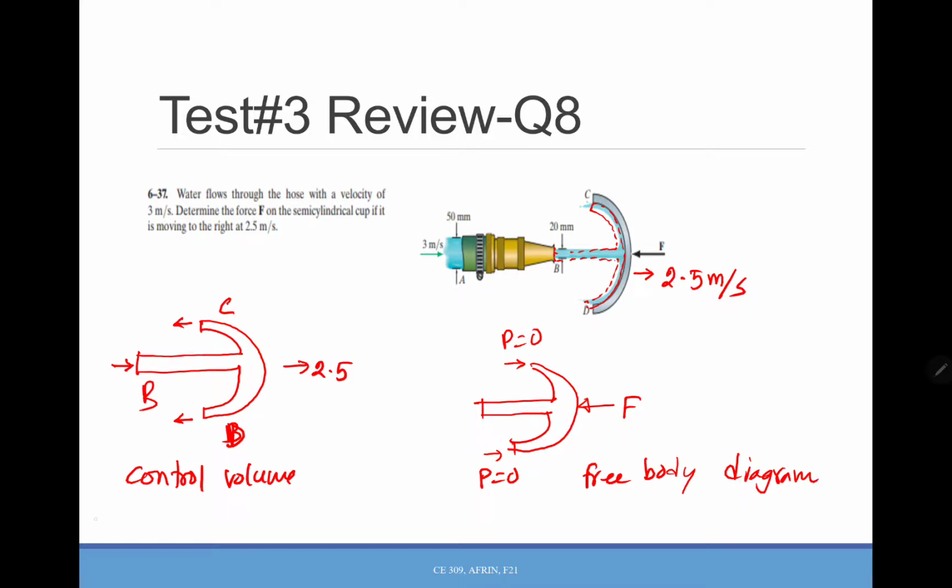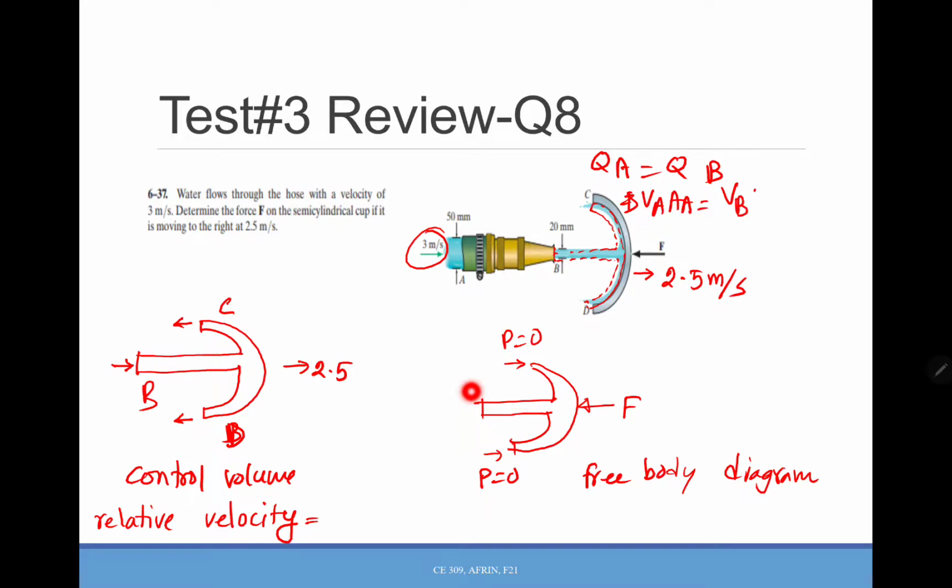So what you can do, the relative velocity will be, water flows through the hose with a velocity of 3 meter per second, so here the velocity at A is 3, and we don't know anything about B. We need to find out what is the velocity at B. So what you can do, QA equals QB, that means VA AA equals VB AB. From there you can find VB.